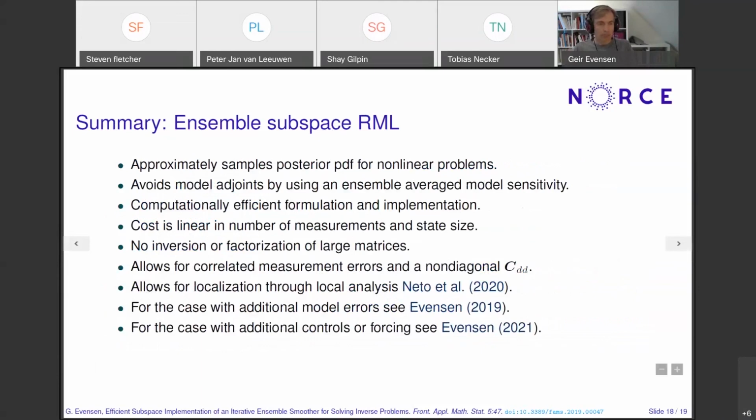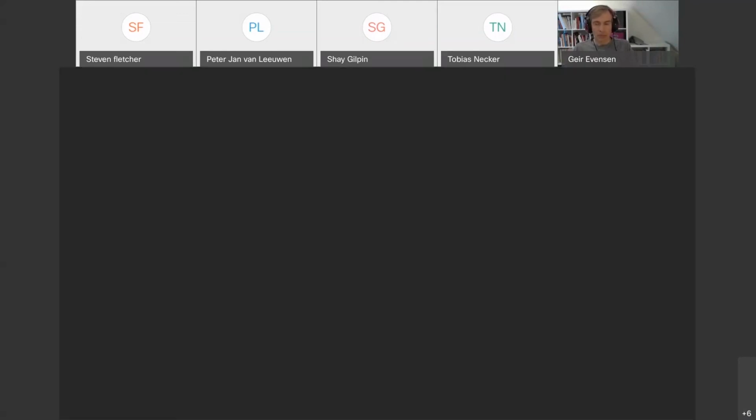Okay, Geir, thanks a lot for a very interesting talk. We have a question from Peter Jan van Leeuwen. So he says, the ensemble mean will converge to the maximum a posteriori estimator. But can you say more about what the ensemble converges to? And then a postscriptum saying, by the way, if you have the adjoint, multiple modes can be found, correct? Yeah.